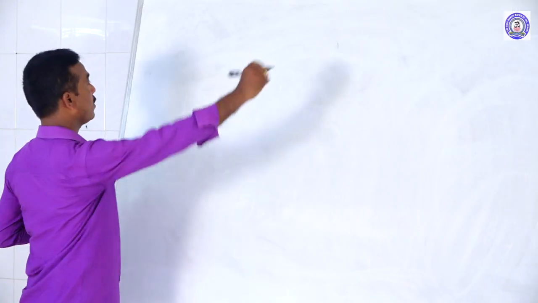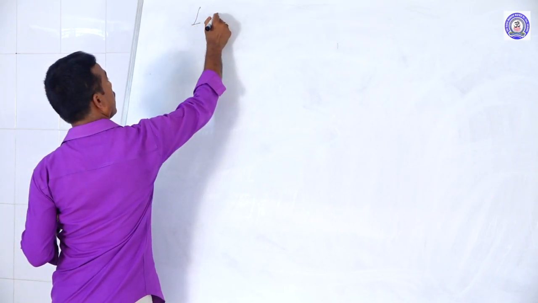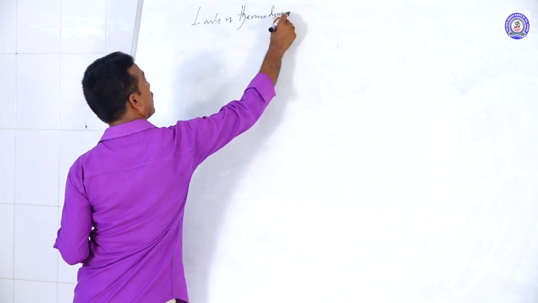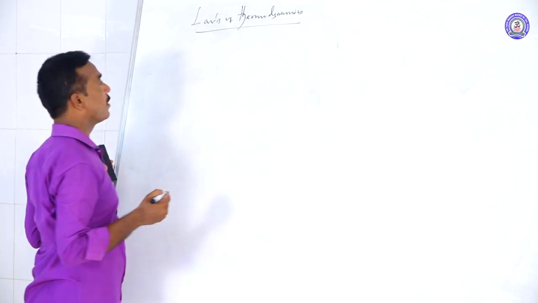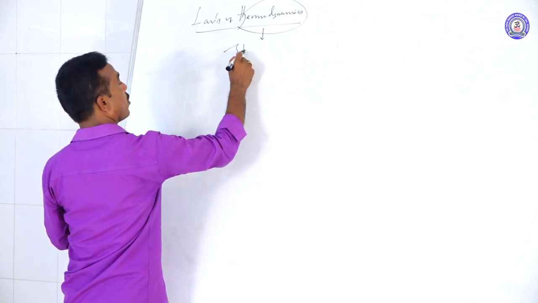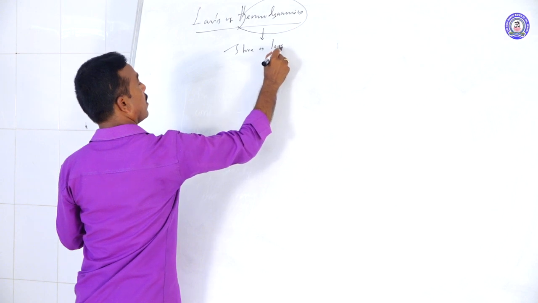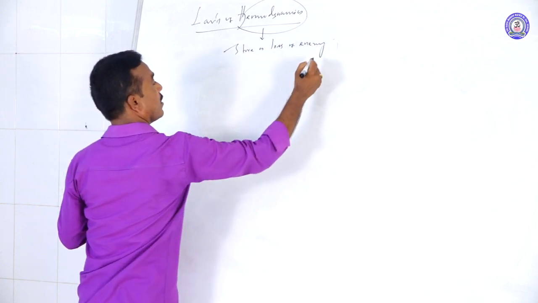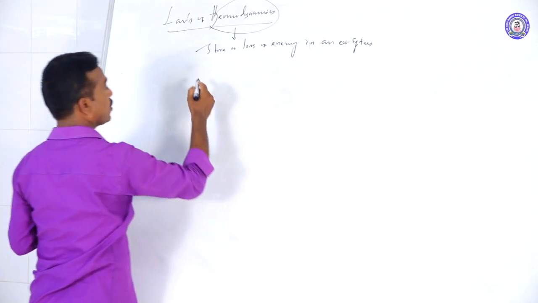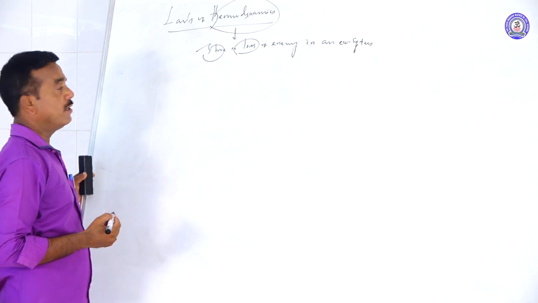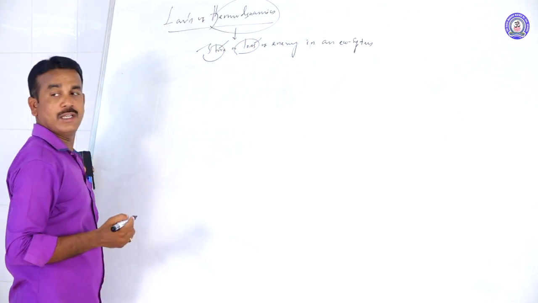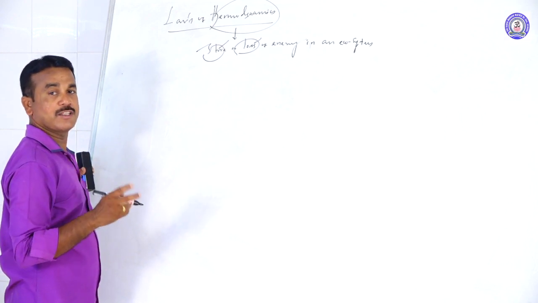The next one I am going to discuss is the laws of thermodynamics. What is the definition of thermodynamics? That means the storage or loss of energy in an ecosystem is commonly called thermodynamics. Based on the storage or loss of energy, the laws of thermodynamics can be classified into two laws.